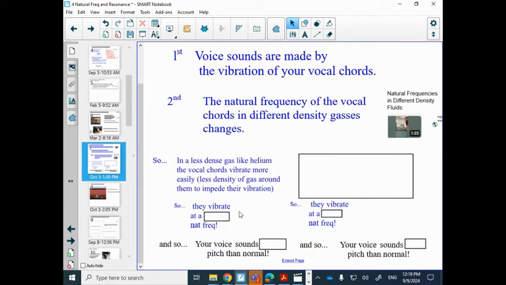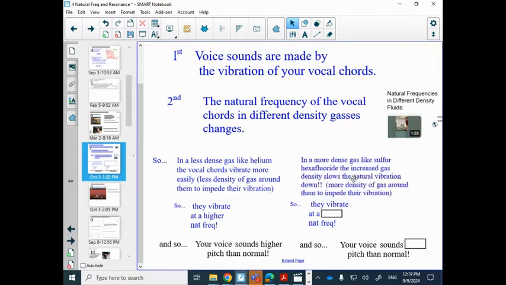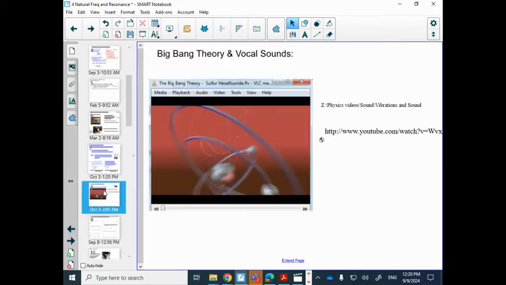In a less dense gas like helium, vocal cords vibrate more easily, and so they vibrate at a higher natural frequency, and your voice sounds higher than normal. In a more dense gas like sulfur hexafluoride, they're going to vibrate at a lower natural frequency, and your voice is going to sound lower pitched than normal. Okay? The funny clip from Big Bang Theory.